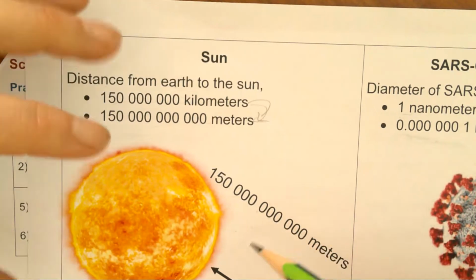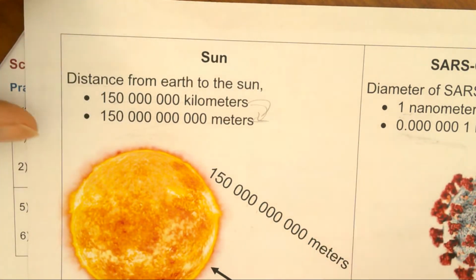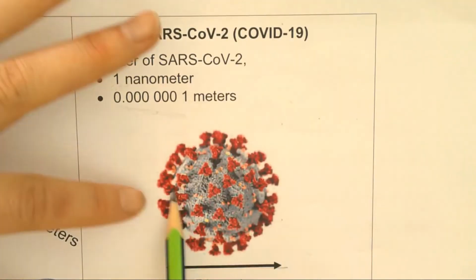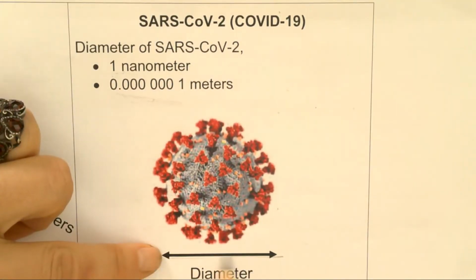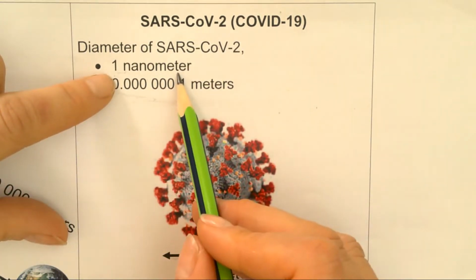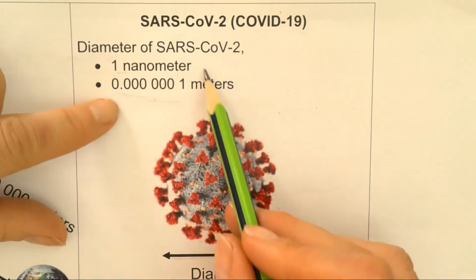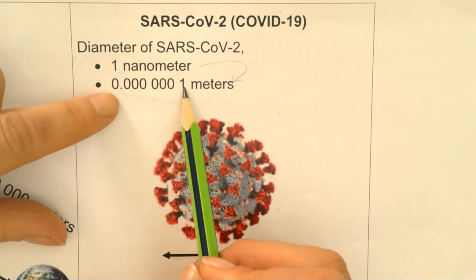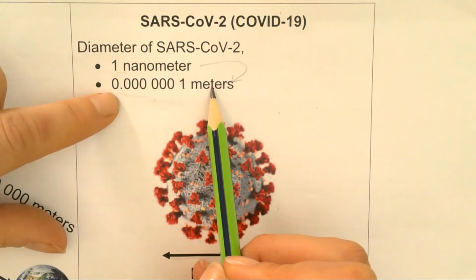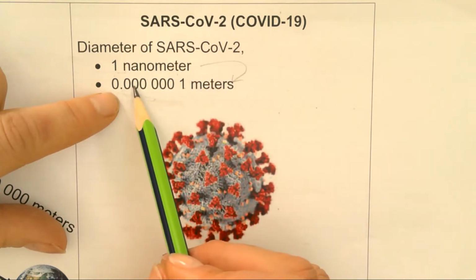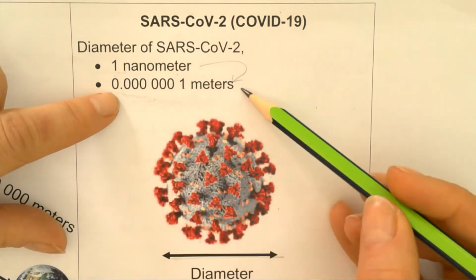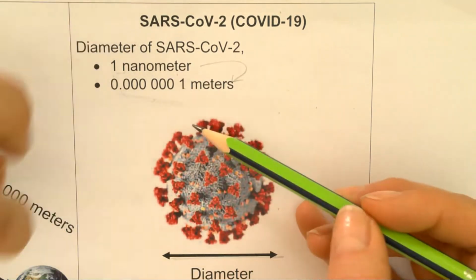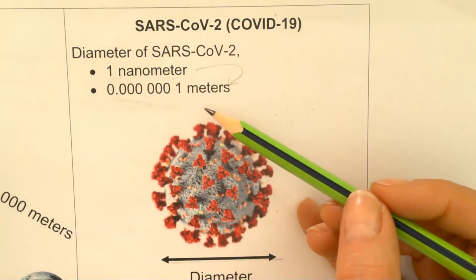simply using scientific notation. And if I look at COVID-19, the virus, here's the virus. If I measure the diameter of the virus, it's 1 nanometer. I mean, I googled that. And if I change that to meters, it's 0.0000001 of a meter. Okay, it's very, very small. So I don't want to write this. I want to write this easily, and we use scientific notation to write it.